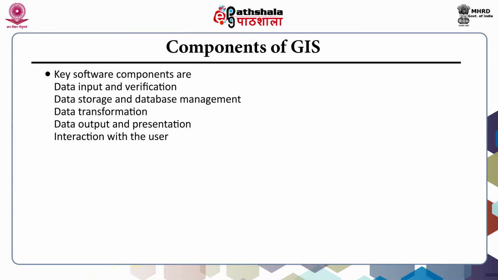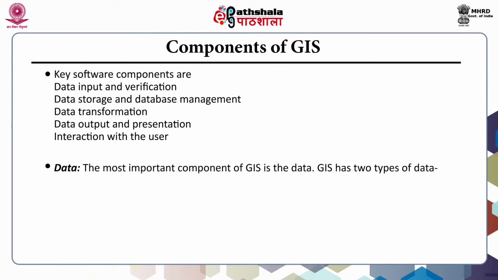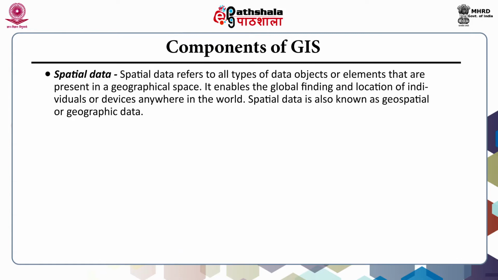Software. GIS software provides the functions and tools needed to store, analyze, and display geographic information. The key software components are data input and verification, data storage and database management, data transformation, data output and presentation, and interaction with the user. Data. The most important component of GIS is the data. GIS has 2 types of data. One is spatial data, another one is attribute data.